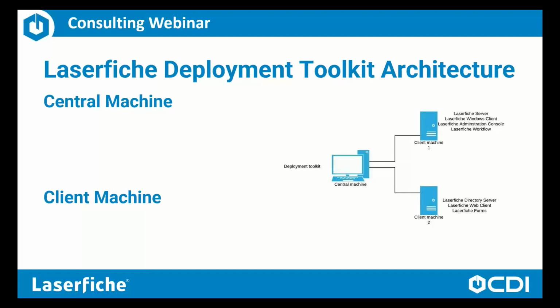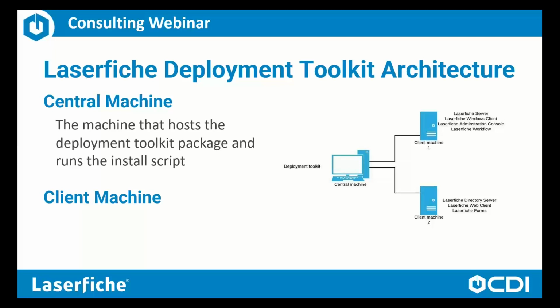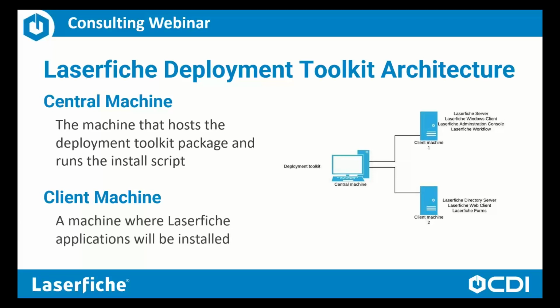The Laserfiche Toolkit architecture is going to be split up into two different types of machines. First, we have our central machine, and this is the machine that's going to host the Deployment Toolkit package and runs the installation script. The client machines can be one or more machines where Laserfiche applications are going to be deployed.